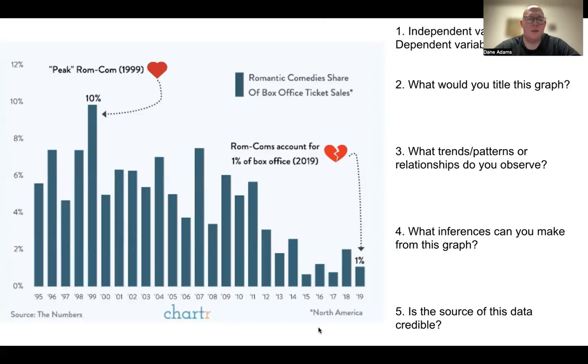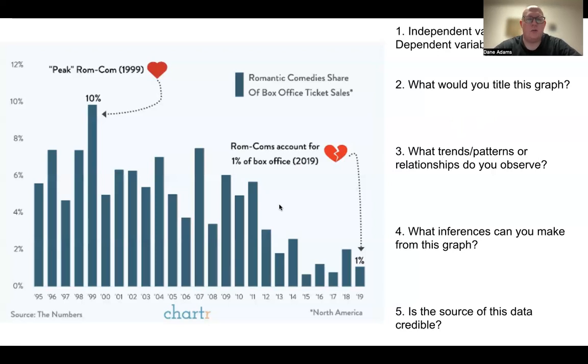Okay, number 1, independent variable seems to be year. It's not labeled very well, but I hope you can tell that these are years. Dependent variable seems to be, it's labeled as percent, but you can see here it's romantic comedies' share of box office ticket sales. So, 10% of the box office, that would be the dependent variable. So in terms of titling it, I would say maybe box office ticket share versus year.